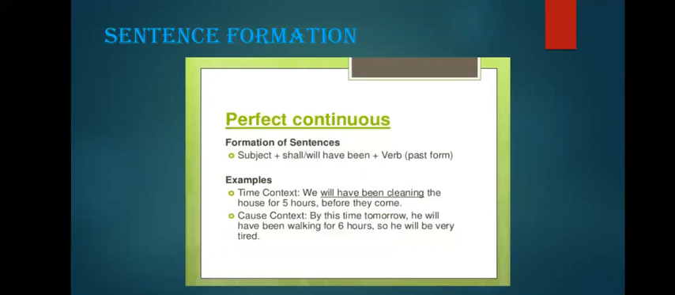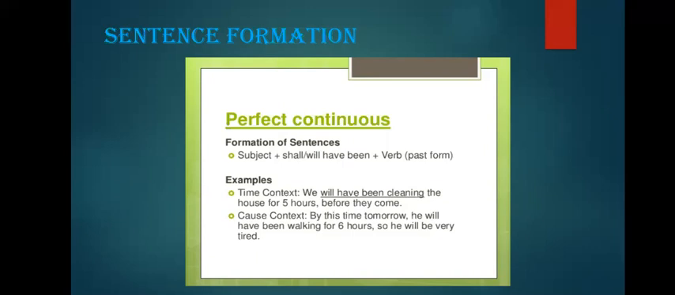Sentence formation. So we have subject plus will plus have plus been plus verb with ing. Actually, in future perfect continuous tense, or in past perfect continuous or present perfect continuous, we always use been, right, with the helping verb. So subject plus will, which is the helping verb, plus have, which is the helping verb of perfect here, plus been, plus the ing form of the verb.